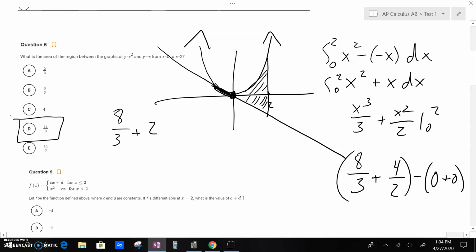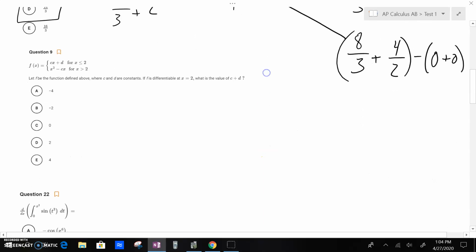And that's it for question 6. Pretty straightforward question. I'm guessing probably the minus and negatives are where we got thrown. Question 9 is a little less straightforward. So we've got a piecewise function, and they're saying the function is defined above with c and d being constants. So think about those as just numbers. We don't know what they are. If f is differentiable at x equals 2, what is the value of c plus d?